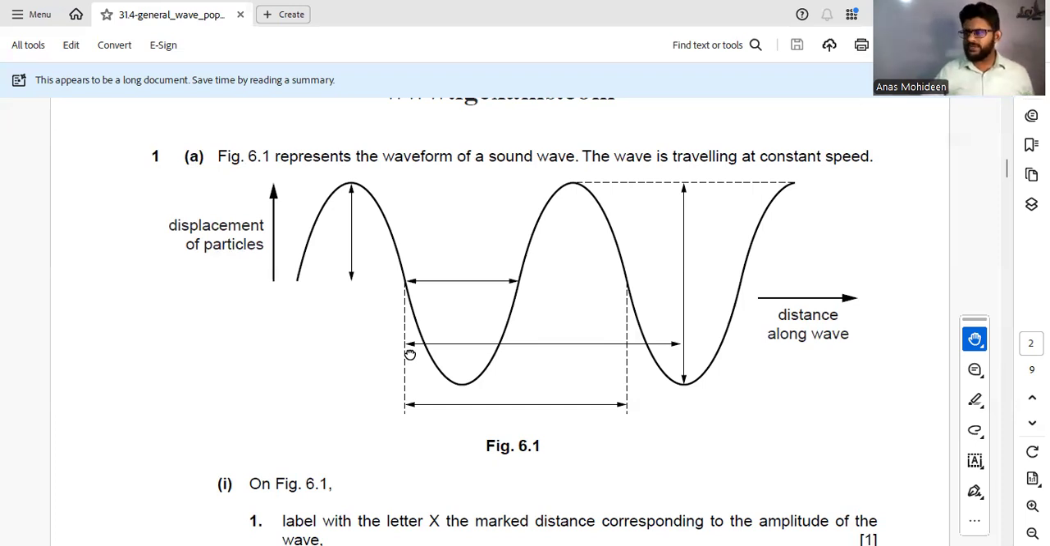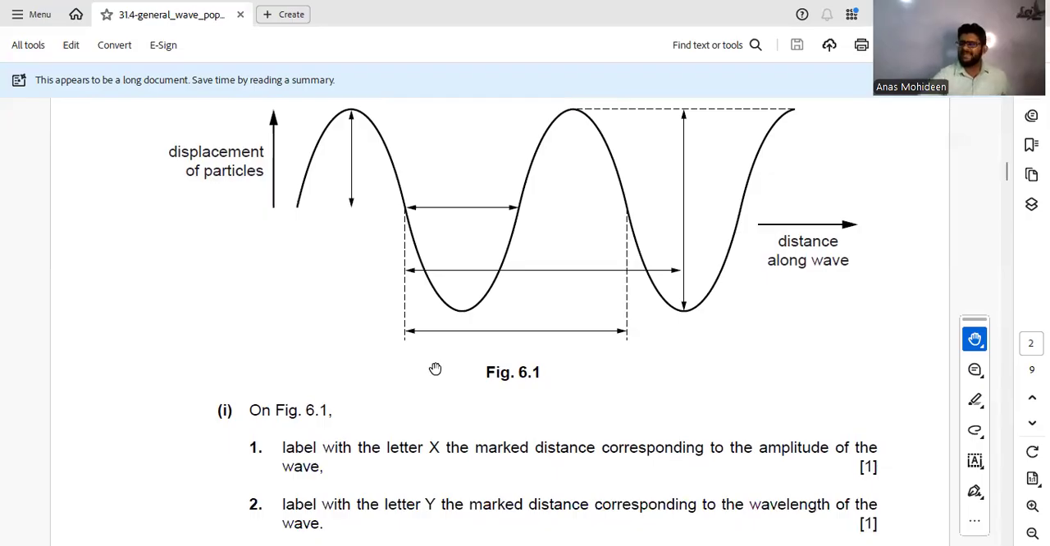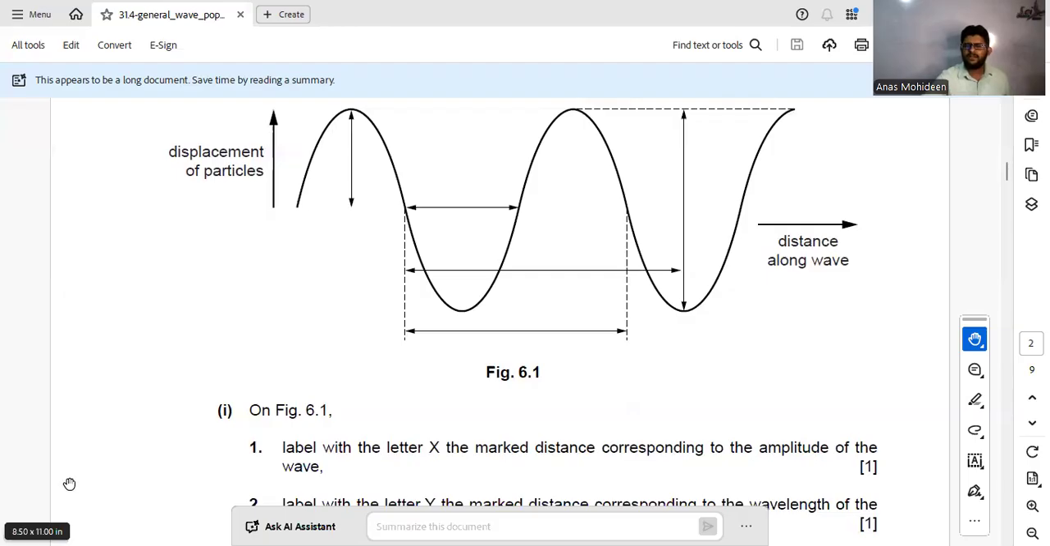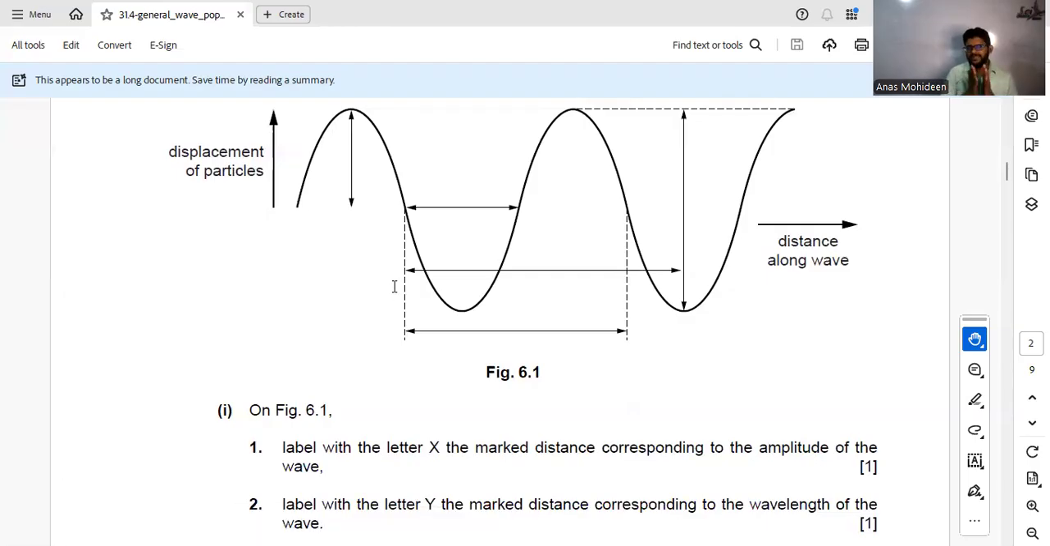The question asks you here, label with the letter X the marked distance corresponding to the amplitude of the wave. So what is called amplitude? Amplitude is the maximum displacement of the particle. How much the particle moves, right? In a vibration during a wave motion.